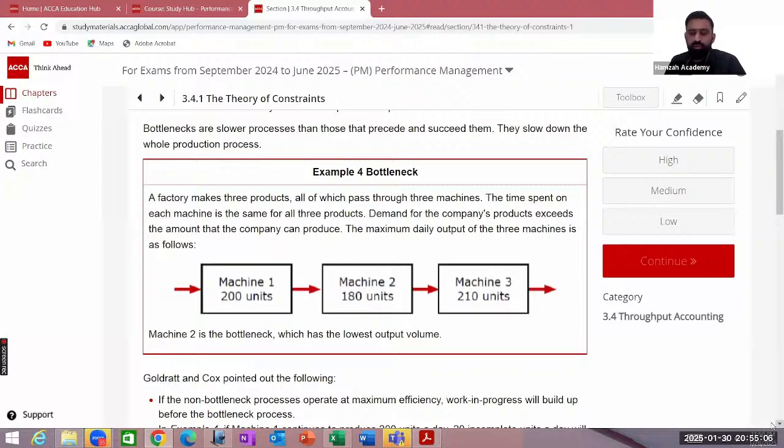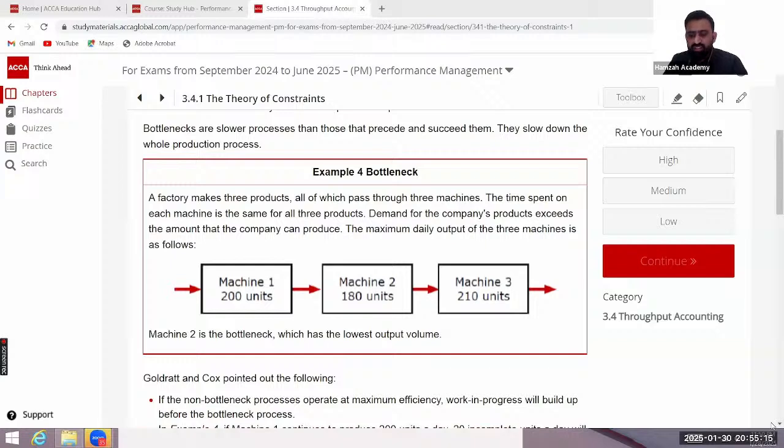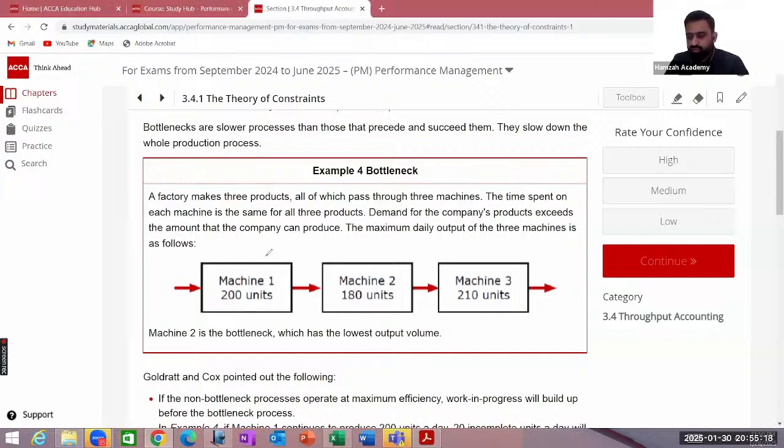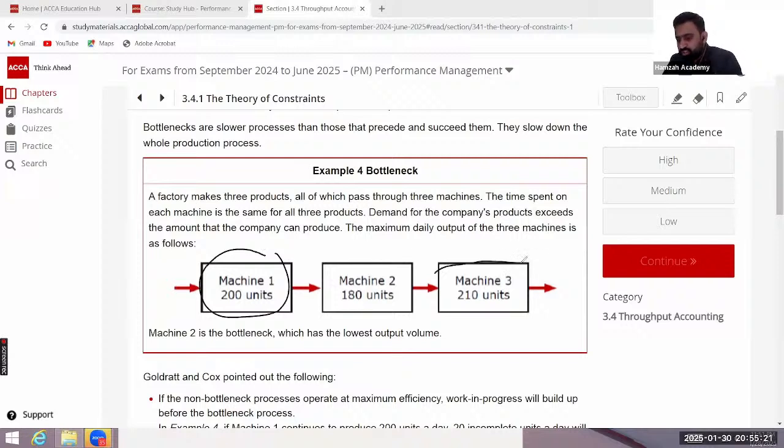For example, if you look at example number 4, you make a product that goes through 3 machines or 3 processes. Machine 1 has a capacity of 200 units. It can process 200 units. Machine 3 can process 210 units, but machine 2 can process only 180 units. So in this case, machine 2 is creating a constraint. It is a bottleneck resource. So you cannot produce more than 180 units. Got it? What is meant by the bottleneck?